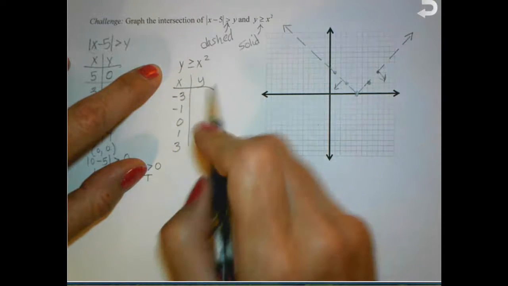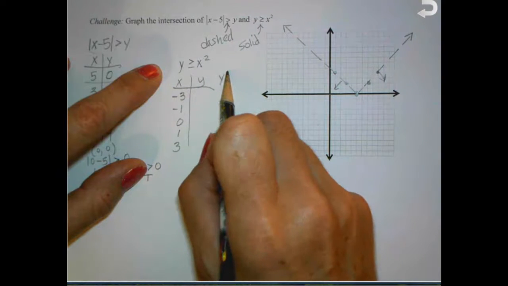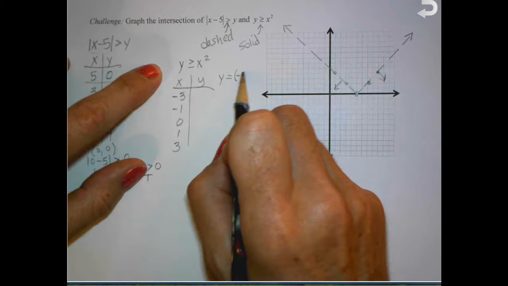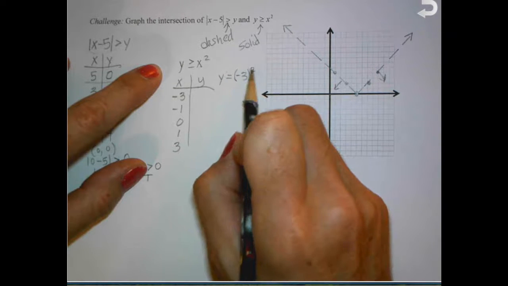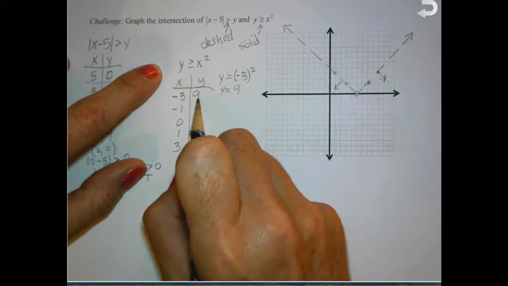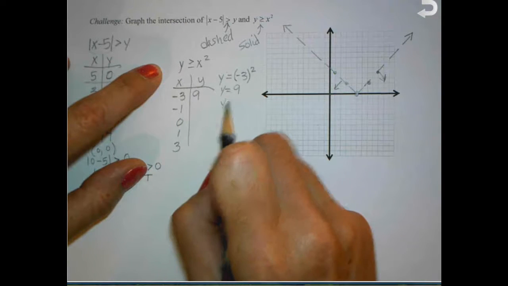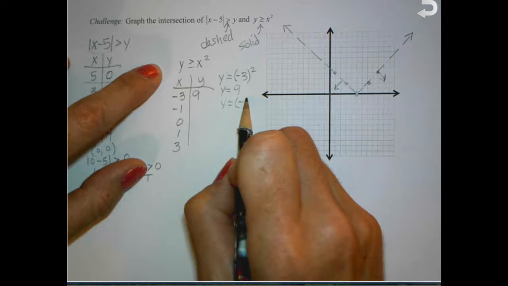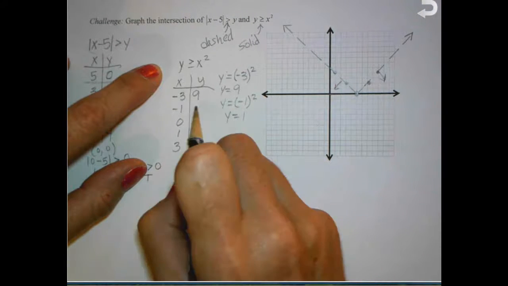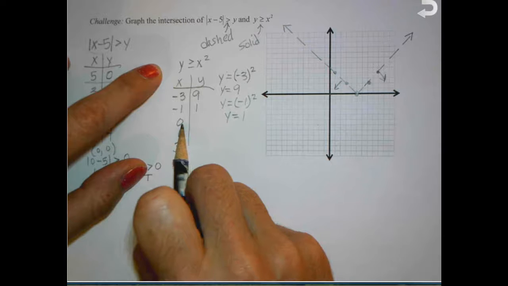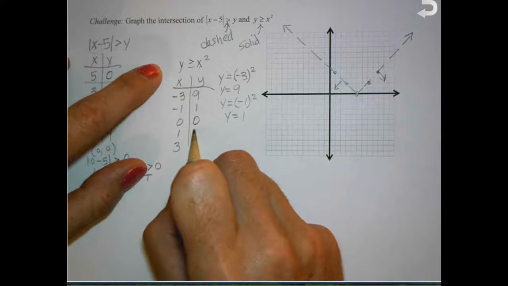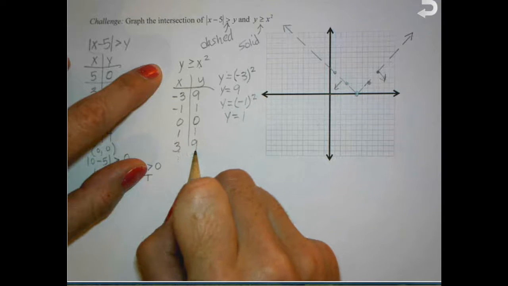If I put negative 3 in, I have y, and I'm pretending it's equals just to get the graph right, negative 3 squared, so y equals a positive 9. And the same thing for the 1, y equals negative 1 quantity squared, so that'll give me y equals 1. And 0 squared is just 0, 1 squared is just 1, 3 squared is 9.